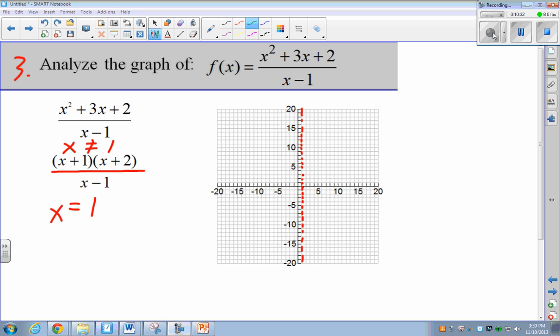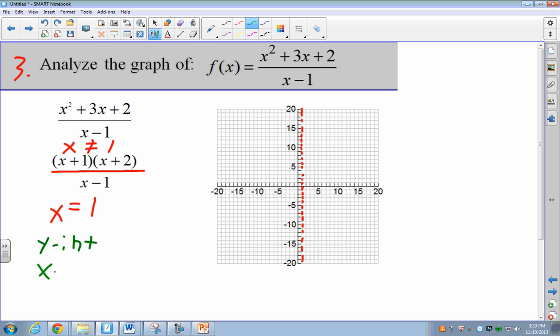All right, so now let's find our y-intercept. Our y-intercept is when x is equal to 0. So when we plug that in, we'll have 1 times 2 divided by -1, and so our y-intercept is -2. So we can graph that right here.